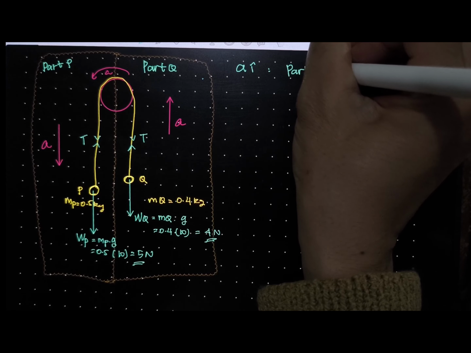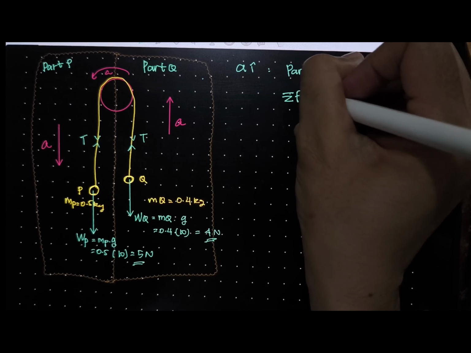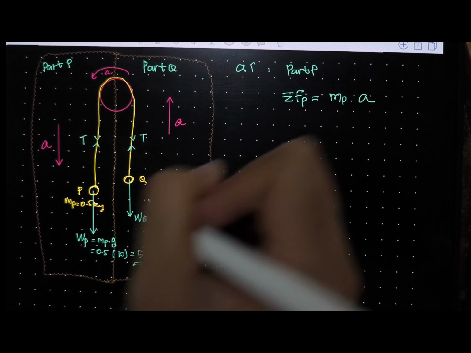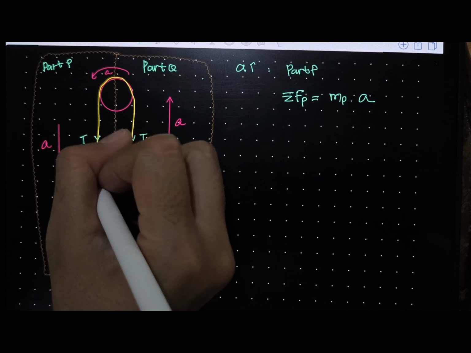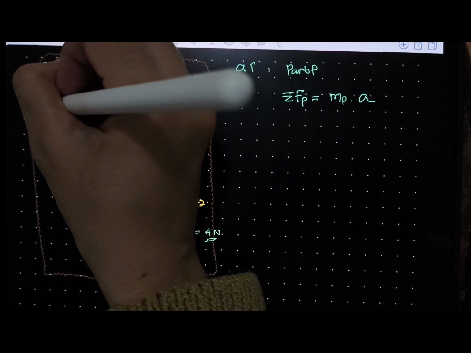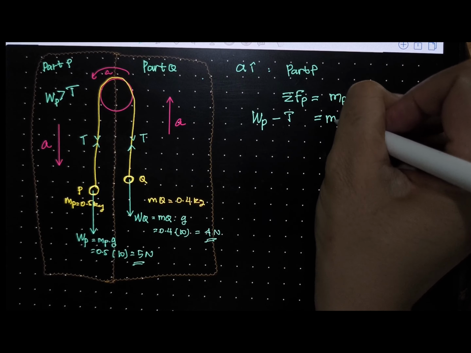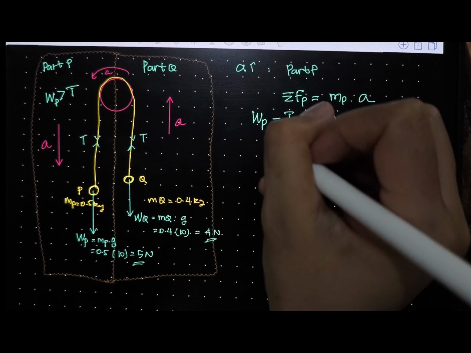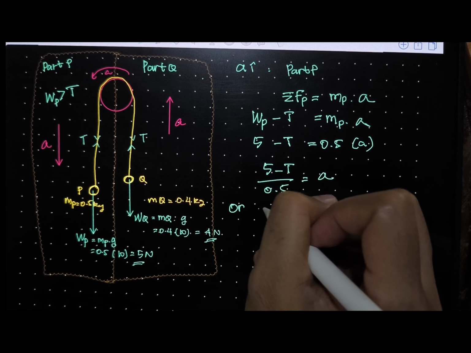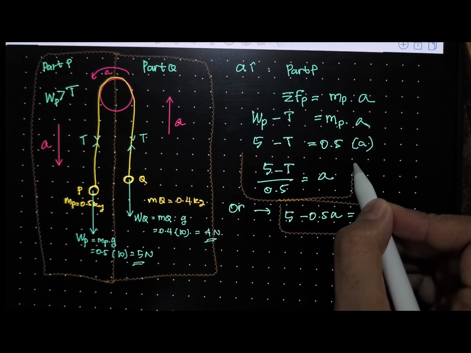For particle P, we only consider the forces acting on P and its acceleration. The sum of forces acting on P equals the mass of P times its acceleration. Since P moves downwards, it means that the weight of P is greater than the tension T. Therefore, we set up the equation weight of P minus tension equals mass of P times acceleration. By substituting the values, you will get two equations for P. You can use either one depending on which you understand better.